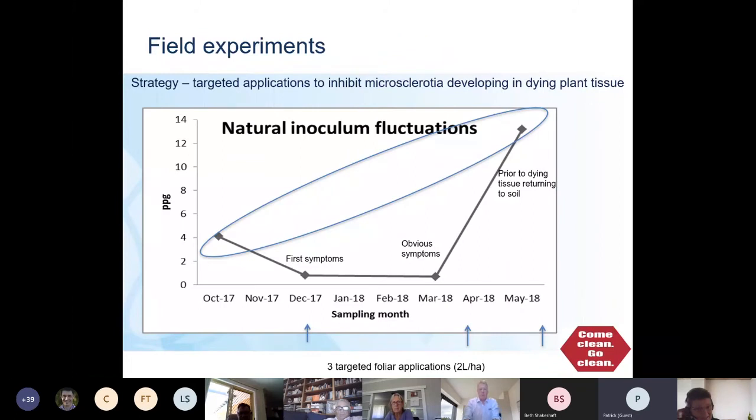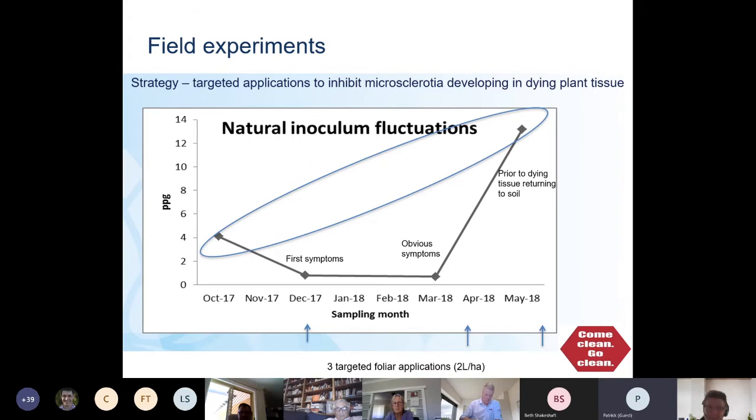So from there, we moved to field experiments. But before I go through those experiments, or the results, I want to just run through what actually happens in a field in Australia. There's a lot of data overseas that we can all get hold of if you do your searches. However, I wanted to actually document what was happening in Australian cotton fields with Australian Verticillium isolates.